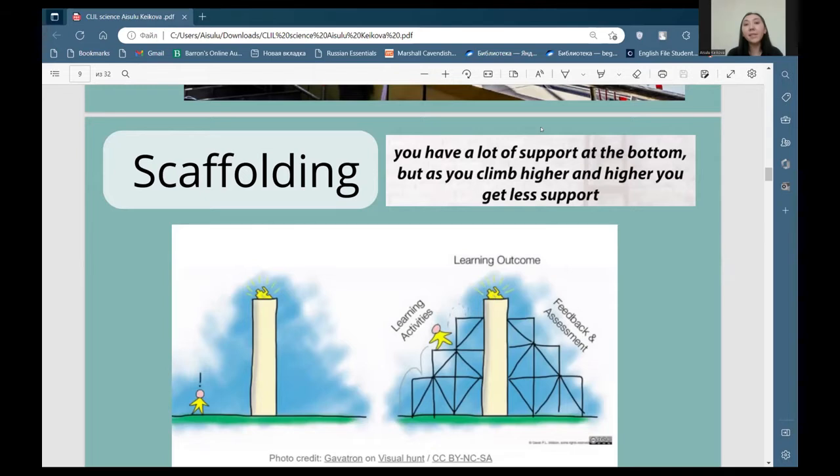So the main idea is that you have a lot of support at the bottom, but as you climb higher and higher, you get less support.